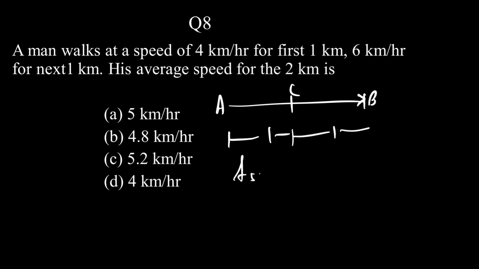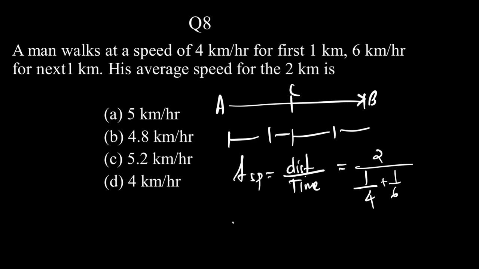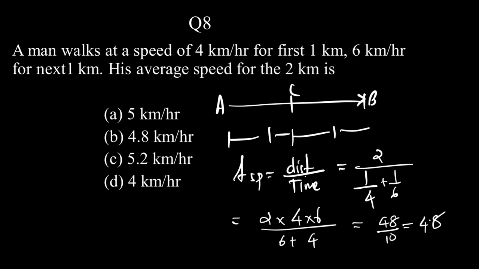We know that the average speed is equal to total distance by the total time taken. The distance is given as 2 kilometers. Time taken would be 1 by 4 plus 1 by 6. So this would give you the answer as 2 times 4 times 6 the whole upon 6 plus 4, which is equal to 48 by 10, and thus the answer is 4.8. So the correct option would be option B.